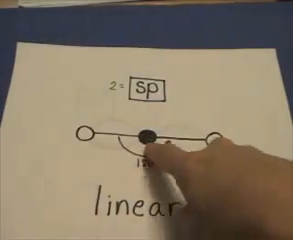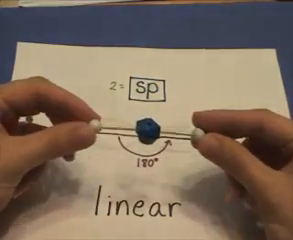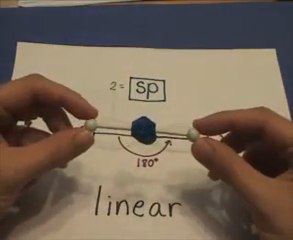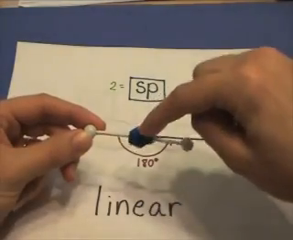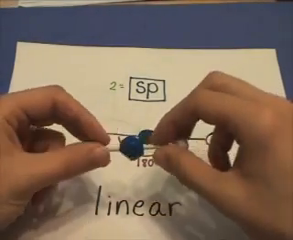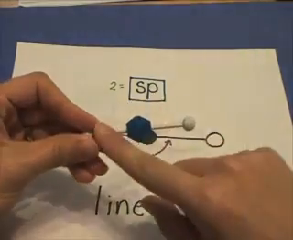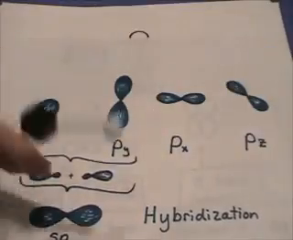If a central atom has two sigma bonds and no lone pairs, then the molecular shape is linear with a predicted 180 degree bond angle. And this central atom is said to be sp hybridized. So there are two sp hybridized orbitals getting as far away as possible, linear. What do I mean by sp?